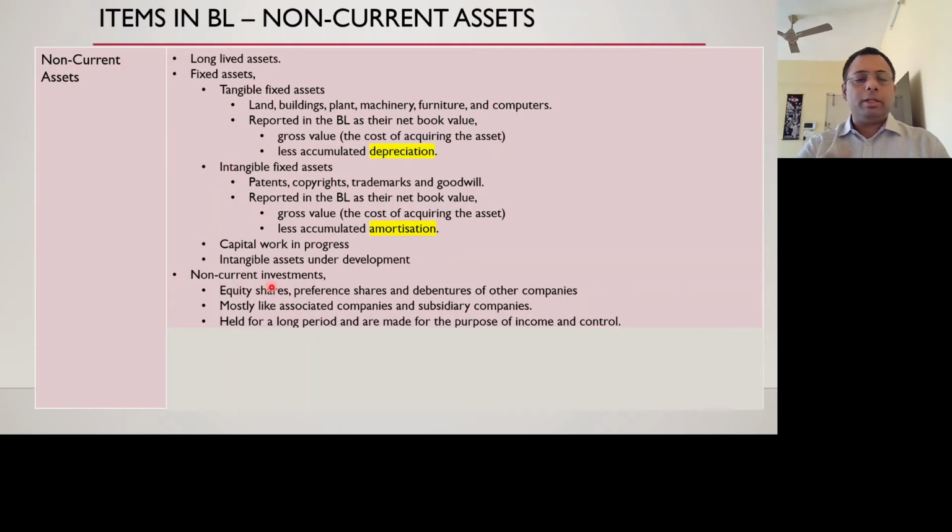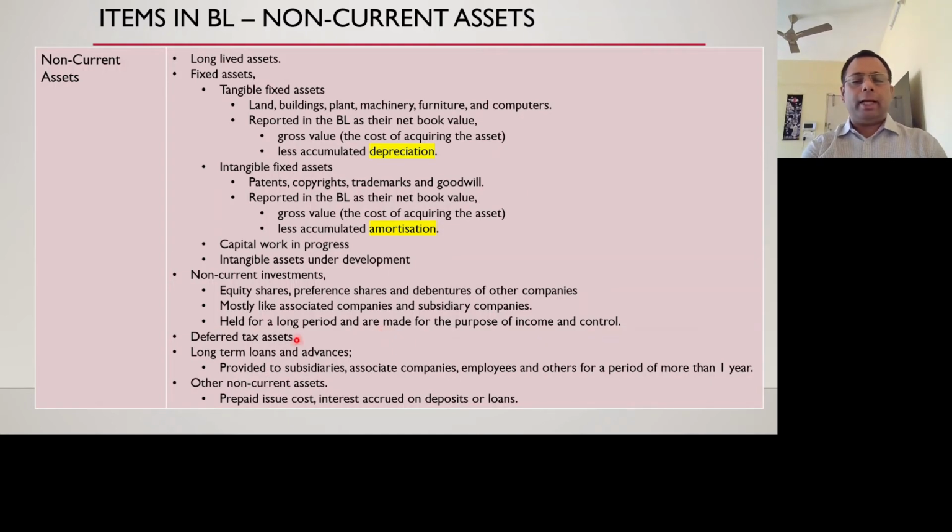Then there are non-current investments also that we have made. So equity shares, preference shares, and debentures of other companies, and it's mostly associated companies and subsidiary companies. This is held for a long period of time for the purpose of income and control. Suppose the Tata Group has a very good stake in Tata Motors, TCS, and various subsidiaries it has like Titan. So the parent company has a non-current investment, basically a long-term investment, in these subsidiary companies. Okay. Then there are deferred tax assets, long-term loans and advances, and other non-current assets.